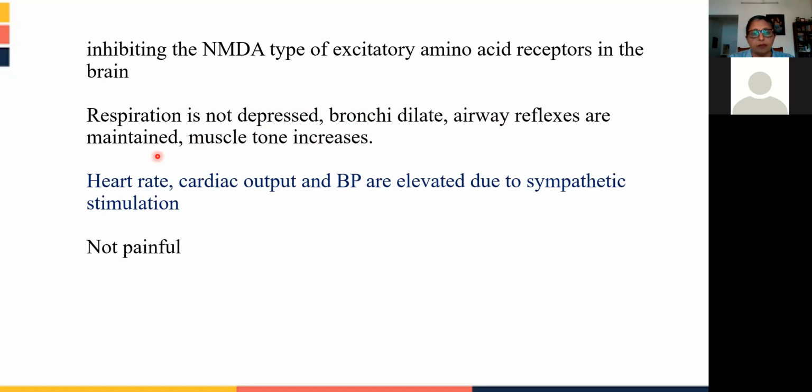But one very important point about ketamine is that it increases the heart rate, cardiac output, and BP because of the sympathetic stimulation. I was telling all other drugs reduce BP because of vasodilatation, but ketamine causes sympathetic stimulation and increases the heart rate, cardiac output, and BP. And the injection is not painful also. So ketamine causes dissociative anesthesia, it is a bronchodilator, and it causes sympathetic stimulation.